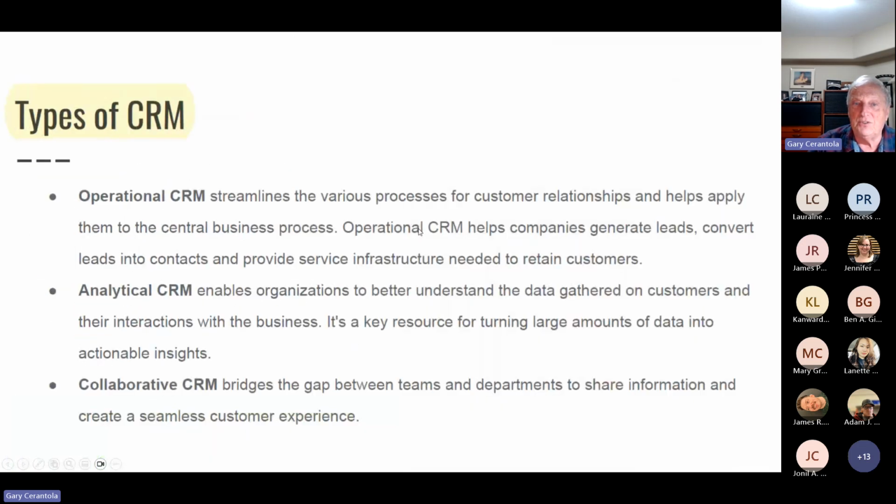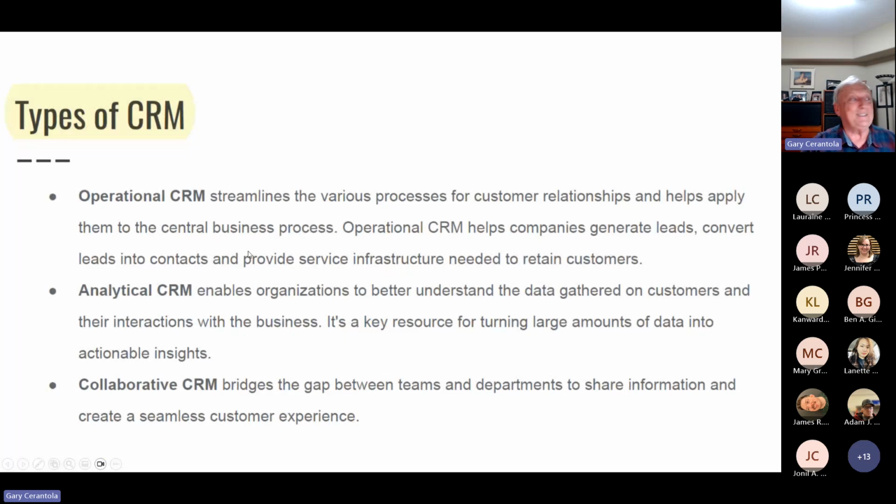All right, different types of CRMs. There's operational, analytical, collaborative. That's something you should know. You can see that it's highlighted. We talked about AI, and basically that's the end of the presentation tonight.